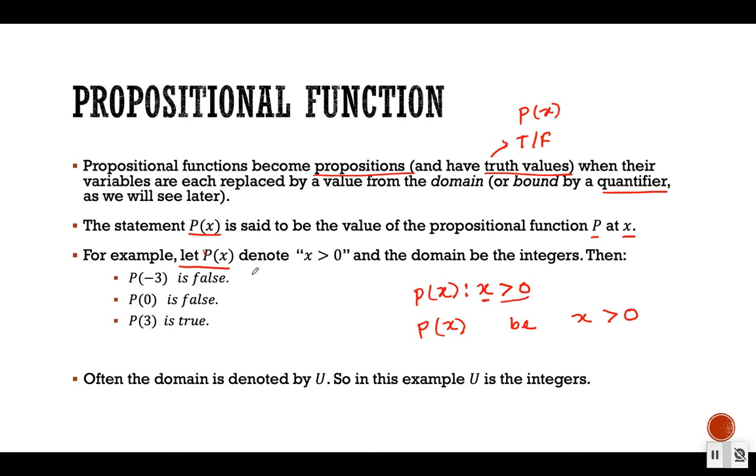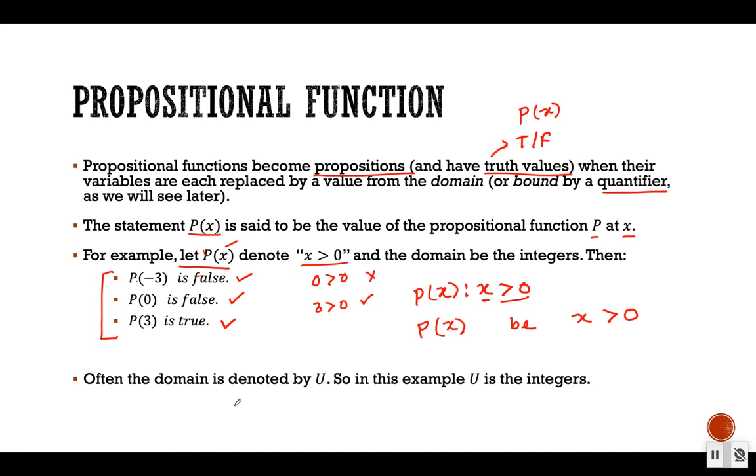All right, now these are propositions because we are replacing the variables with a value. For example, P of minus 3: we can evaluate it as either true or false. Minus 3 is not greater than 0, so P of minus 3 becomes false. P of 0: is 0 greater than 0? No, so P of 0 is also false. What about P of 3? 3 is greater than 0, so that's true. P of 3 becomes true.